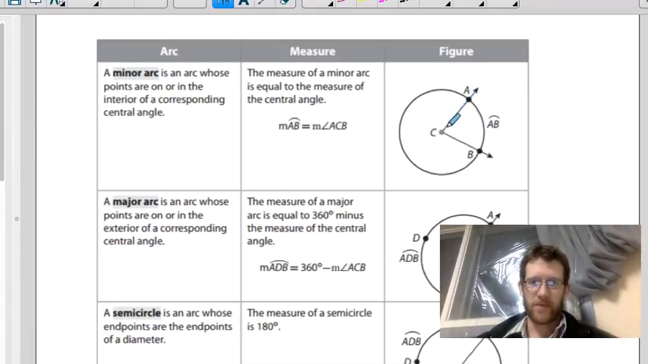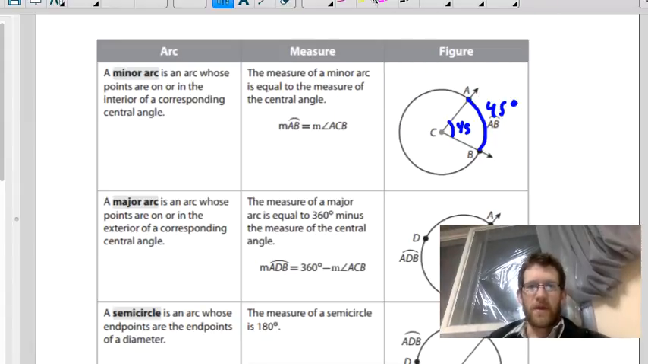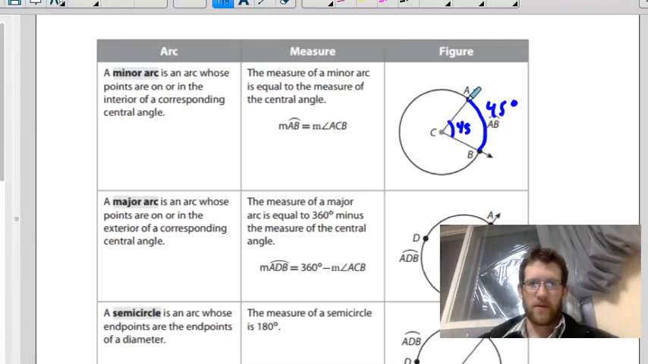So for example, on this arc here, with C being the center, if this angle is, say, 45 degrees, that means this arc is also 45 degrees, right? Because the full circle is 360 degrees. That being said, minor arcs are simply going from A to B here, and they're always less than 180 degrees.